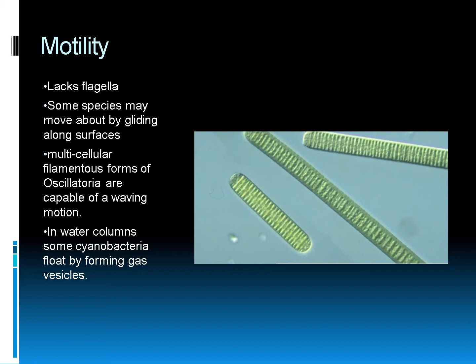Motility of Cyanophyta. Cyanophyta lack flagella, but some species may move about by gliding along surfaces. Multicellular filamentous forms of Oscillatoria are capable of waving motion. In water columns, some cyanobacteria float by forming gas vesicles.